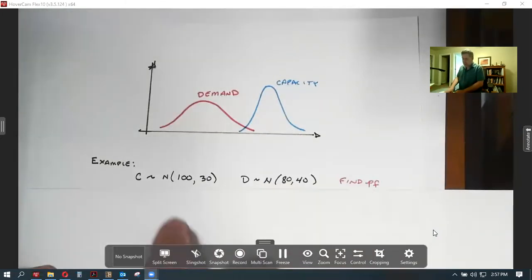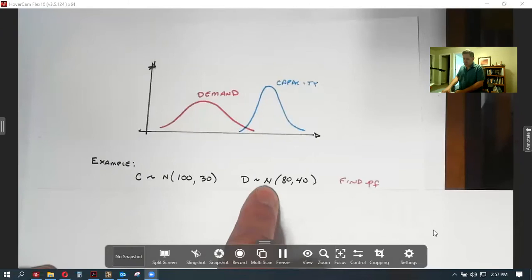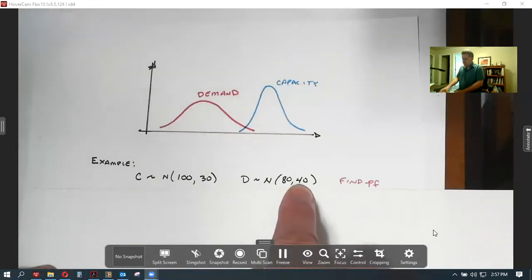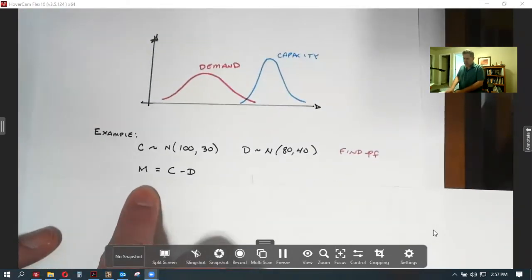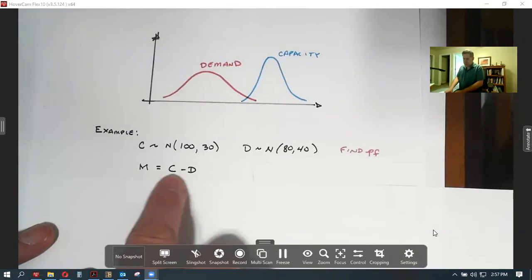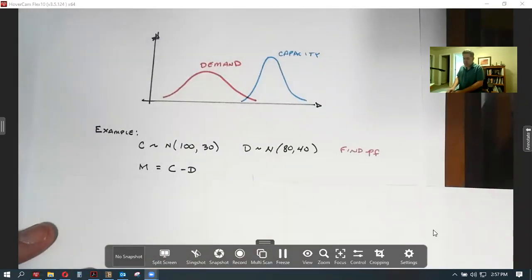So let's see how we might calculate that for a specific situation. Let's say that the capacity is drawn from a normal distribution that has a mean of 100 and a standard deviation of 30, and that the demand is also a normal distribution with a mean of 80 and a standard deviation of 40. And we'll look at the form that is the safety margin. So M equals C minus D. When C is larger than D, that's a good thing. When it's less than D, that's not a good thing. We want to have some sort of acceptable positive margin there. And 100 minus 80, that's 20, that's a positive number.